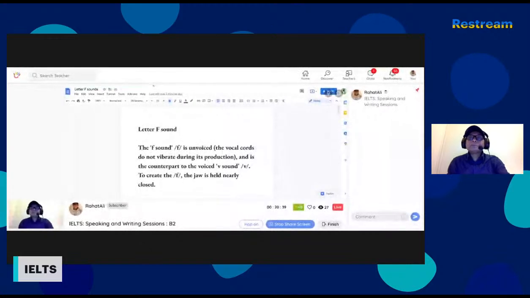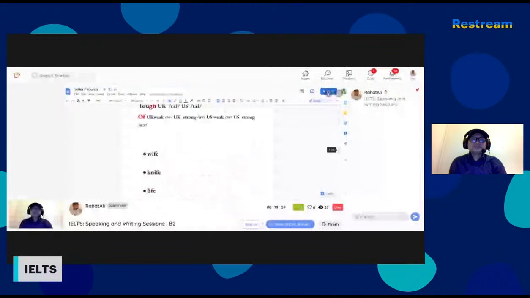Let me see if we can find out a little bit more about the F sound. And if you remember, V is also another fricative sound, and very often our learners are confused, pronouncing them together. So we're going to practice some F and V sounds together. So let's find out some more words.